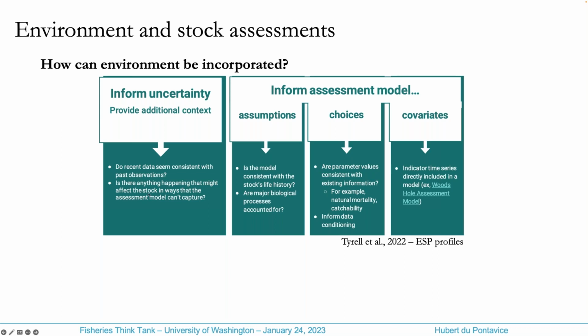First, environmental and ecosystem information can be incorporated to inform uncertainties and provide additional context for the stock assessment. But environment can inform the assessment model in a more direct way. It can allow us to explore the assumptions of the model and address questions like, is the model consistent with the stock life history? Environment can also be used to investigate the modeling choices, especially regarding parameters such as natural mortality or catchability, which can be directly affected by variations in environmental conditions.